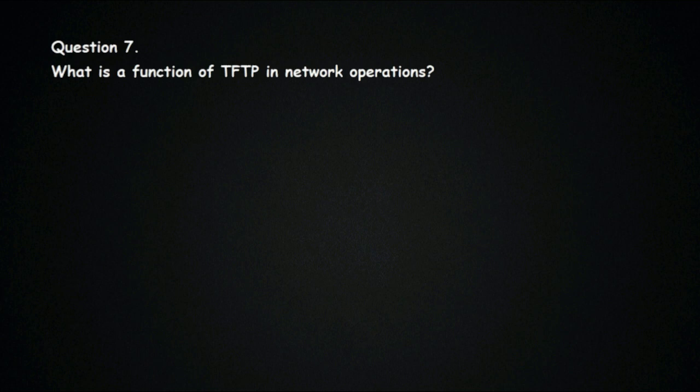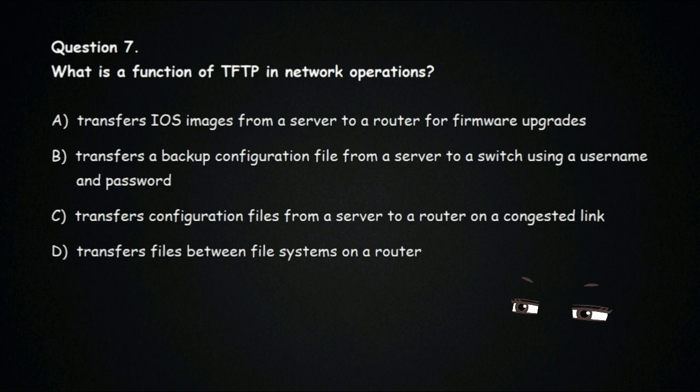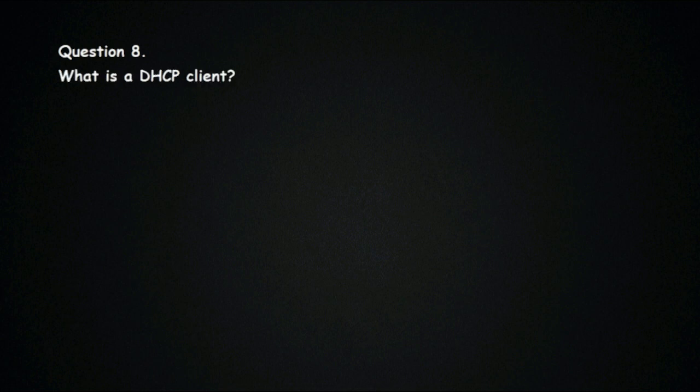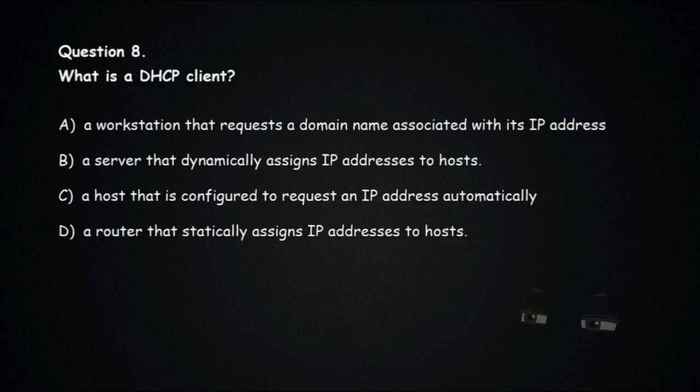Question 7. What is a function of TFTP in network operations? Options. Correct answer is A. Transfers IOS images from a server to a router for firmware upgrades. Question 8. What is a DHCP client? Options. Correct answer is C. A DHCP client is a host that is configured to request an IP address automatically.